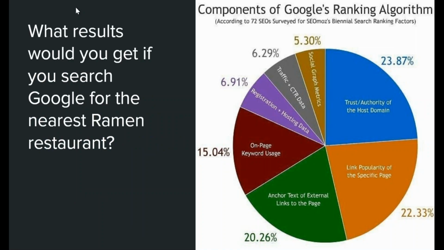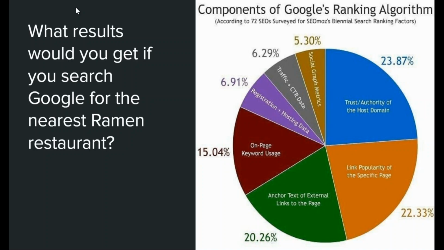Now to start off, let me ask you this question. What results would you get if you search Google for the nearest ramen restaurant? You can pause this video if you want to search for this keyword. What results would you get? Have you ever wondered how these search results are being ordered? Because typically, the first ones that we see are the first ones that we actually click, right? So if it's the top result, then probably that will be one of the reputable links to go to.